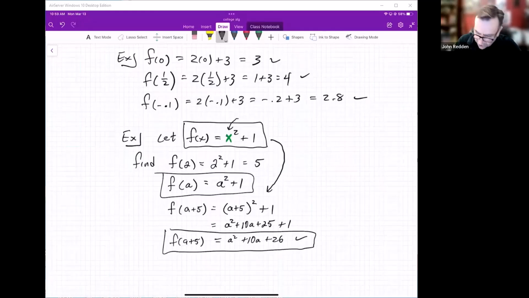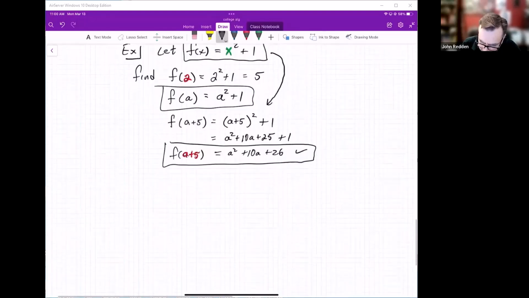Moral of the story, you're not always plugging in numbers, right? Sometimes you're plugging in functions into functions, and that throws people off sometimes. But that's the use of function notation. Okay, before we move on, let me just do one more because this really throws people off.